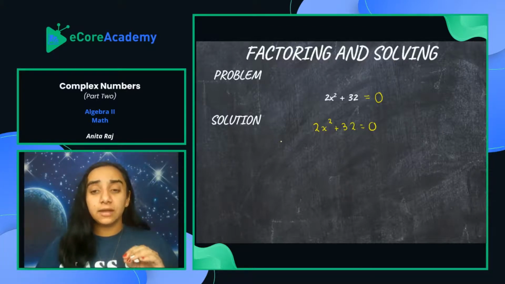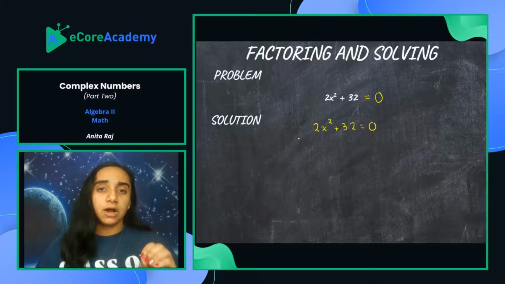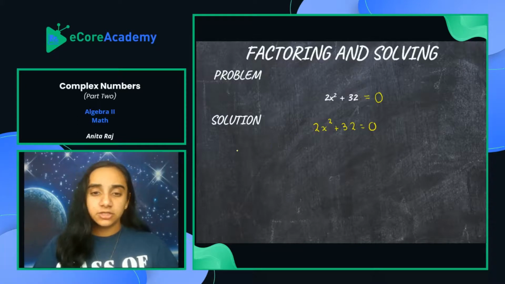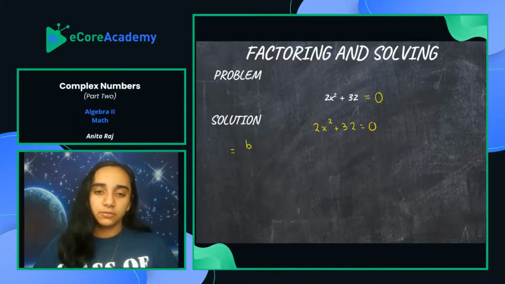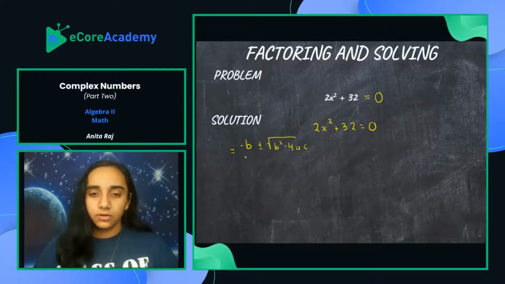So even if you come up with a quadratic equation that is factorable, you can always make sure that you got the right solutions by plugging it into the quadratic formula, because like I said, the quadratic formula is never wrong. So let's do the quadratic formula first. Please remember, the quadratic formula is negative b plus or minus the square root of b squared minus 4ac over 2a. Remember, this is the quadratic formula.